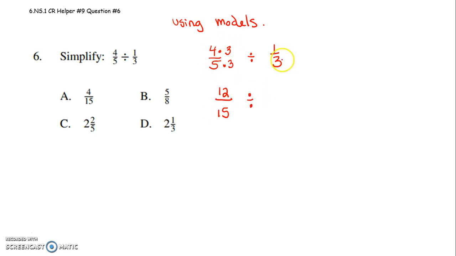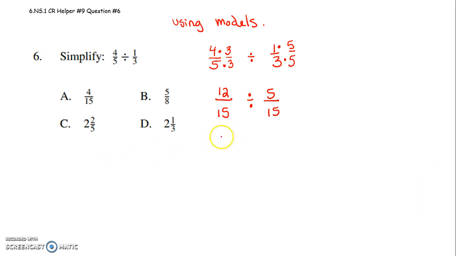Divided by, then she rewrites 1/3 as some sort of 15ths. So she multiplies this denominator by 5, which makes her multiply this numerator by 5, so it stays equivalent. 1 times 5 is 5, 3 times 5 is 15.